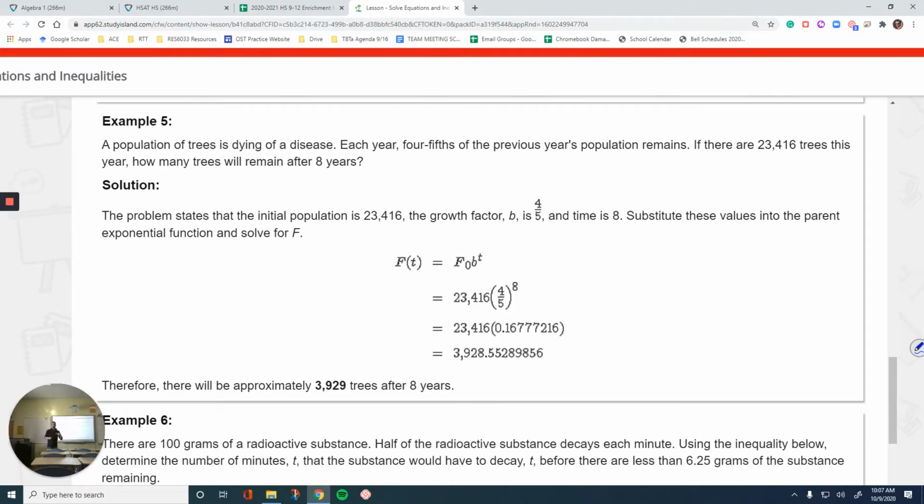Okay, the next example is a very common type of question. This is called exponential equations. We use this for population, usually bacteria population or people's population in a city or so. It's a very well-known kind of question for the state test as well.